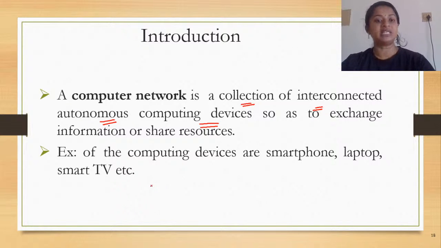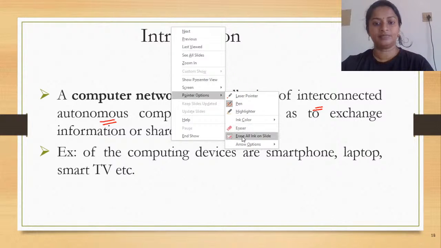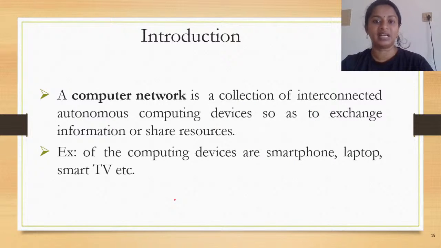So this goes with the definition of the terminology which is called the computer network. I hope each of the terms is clear here. Fine. The terms involve collection, interconnection, autonomous, and computing devices. Now, these are the terminologies that come up when we talk about the definition of something called computer networks. Okay.